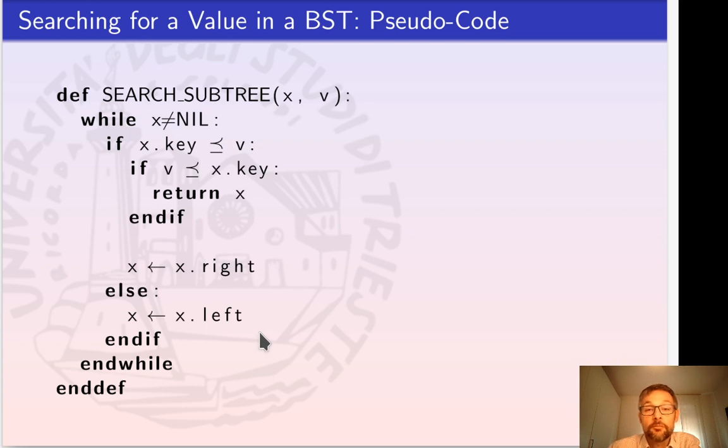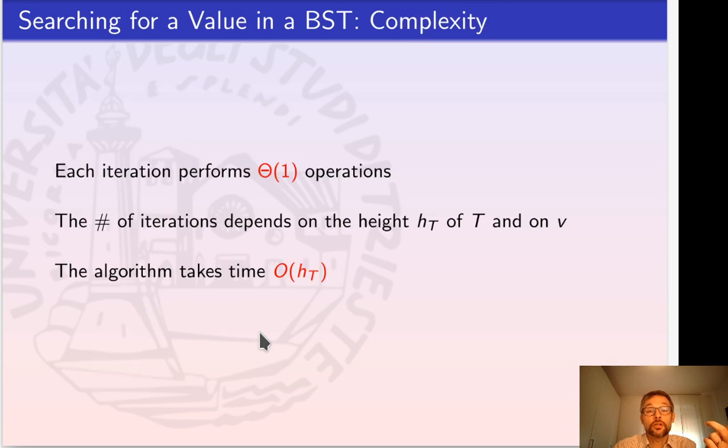Now, what's the complexity of this procedure? Again, at each iteration of this while loop, we are moving from a node to one of its children, meaning that in the worst case scenario, we are dealing with a number of operations which is big O of the height of the tree. Okay? Quite easy.